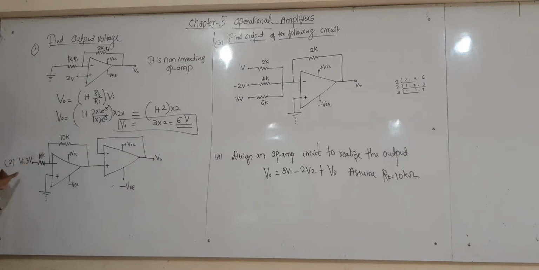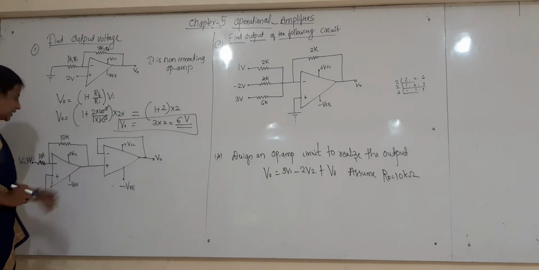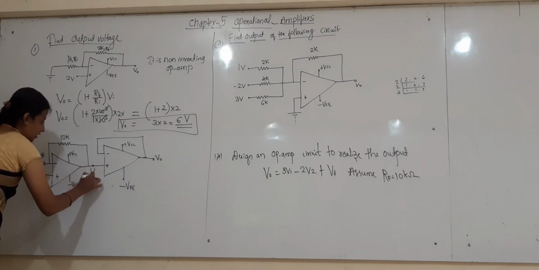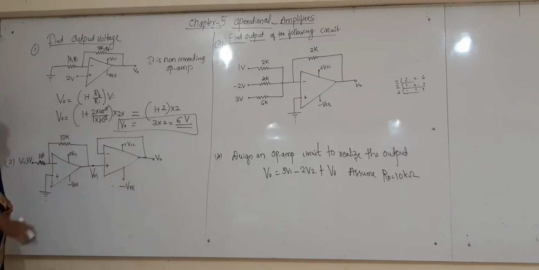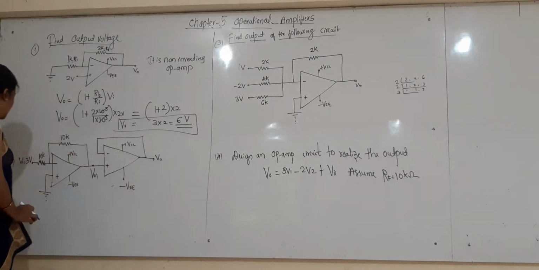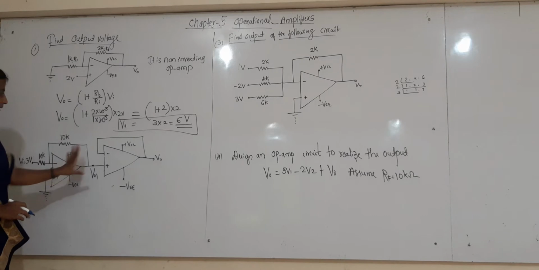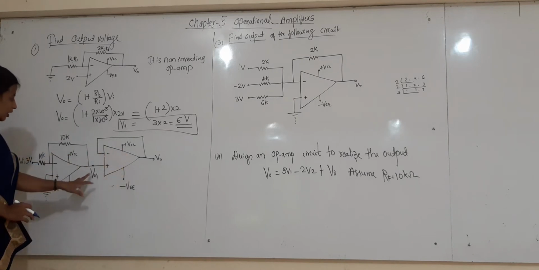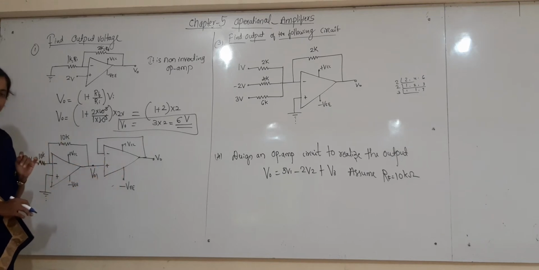Now let us move on to the second problem. In the second problem, 2 op amps are given. The output of the first op amp we call V01, and the final output is V0. The output of this first op amp is applied to the second op amp.